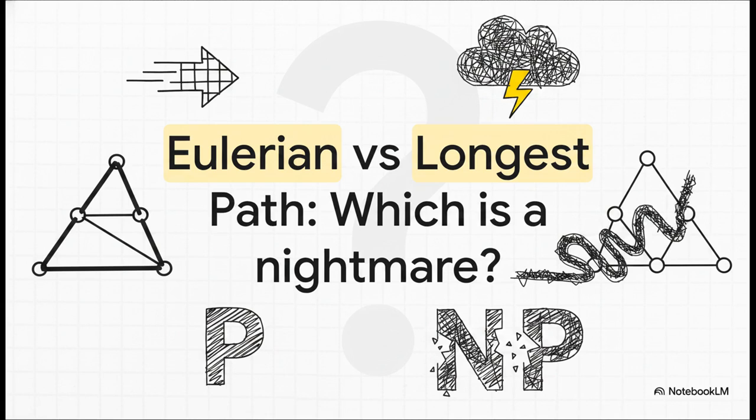Believe it or not, finding an Eulerian path is actually quite easy and belongs firmly in Class P. There are really fast deterministic rules for it. But finding the longest path? That jumps straight off a cliff right into the exponential abyss of Class NP. It's incredibly hard to calculate from scratch, but very, very easy to verify if someone hands you the answer.